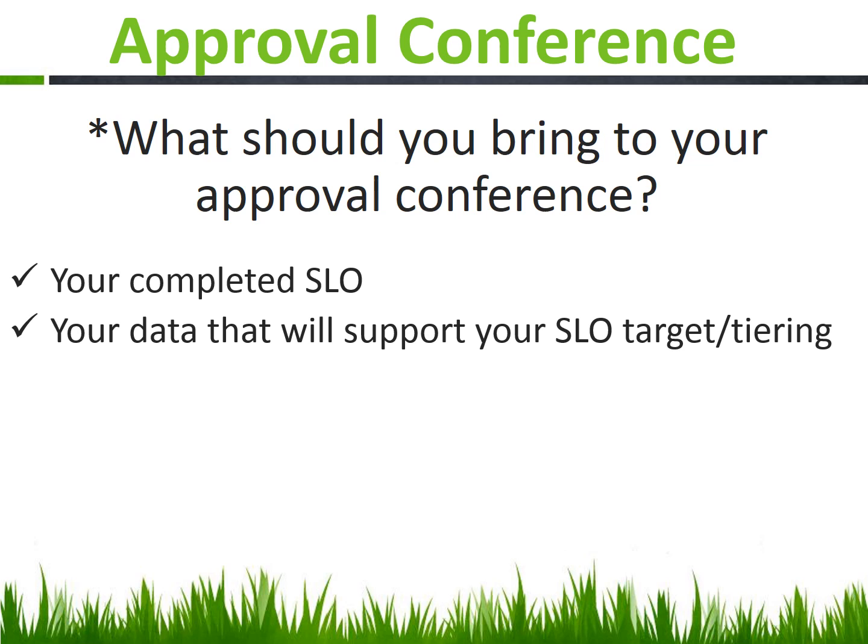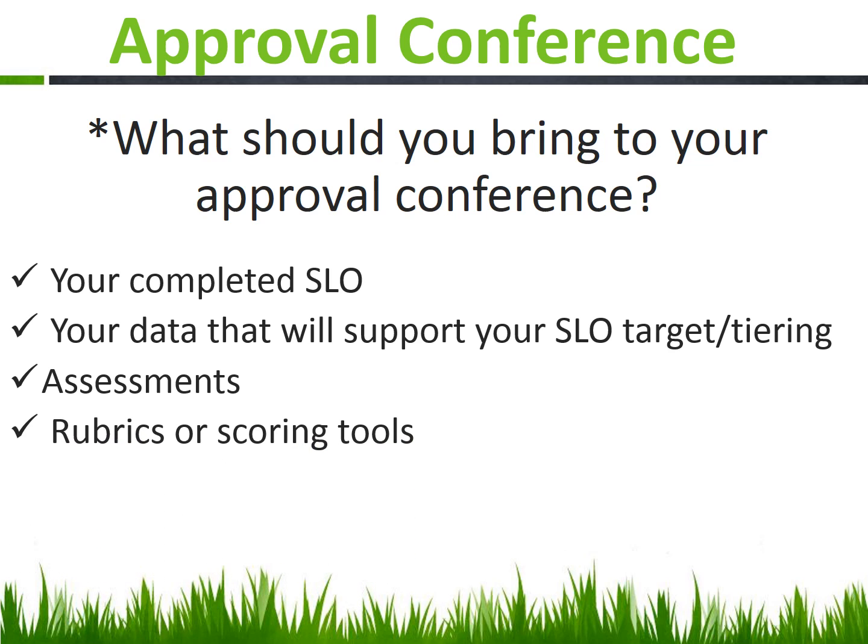So what you should bring to your approval conference: you want to complete your SLO and have that typed up and put into the correct template. You want to make sure that you have data to support why you chose that target and why you chose that particular tiering. Say, for instance, you have an inclusion class with 5 students with IEPs, a couple 504s, a couple students in there who were in GT last year. That would support why you chose to tier your target or use an advanced tiering growth target.